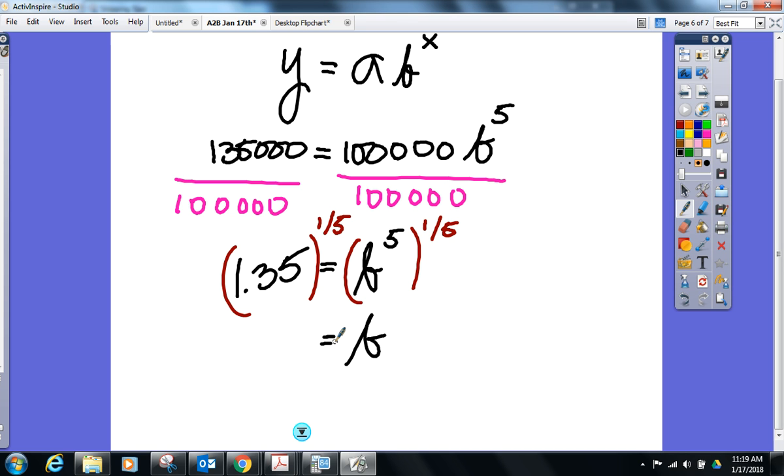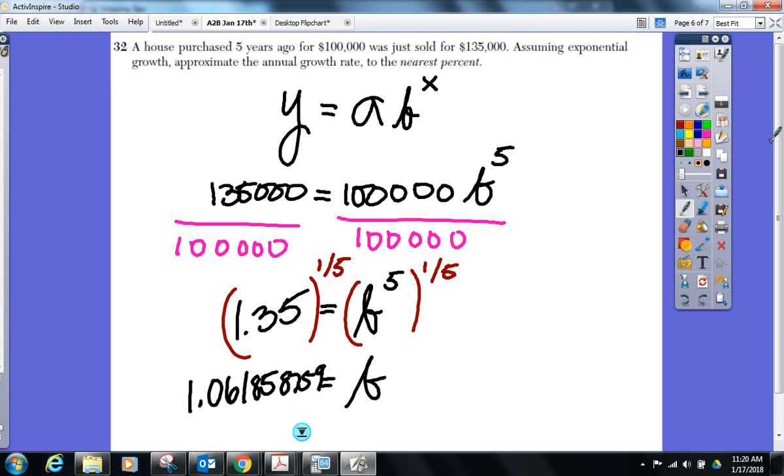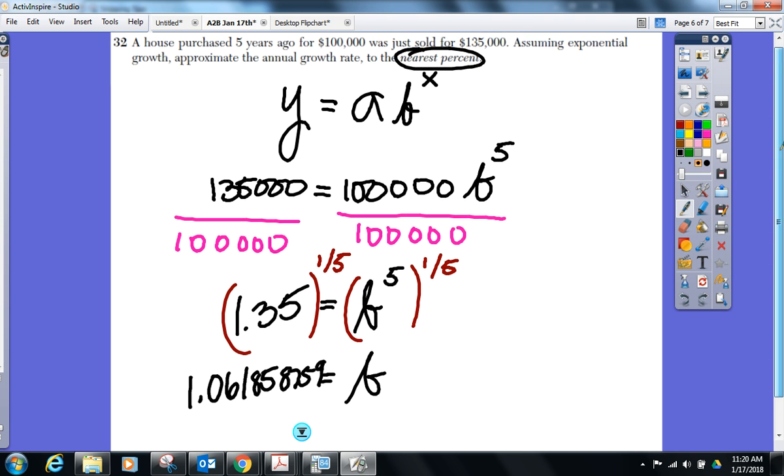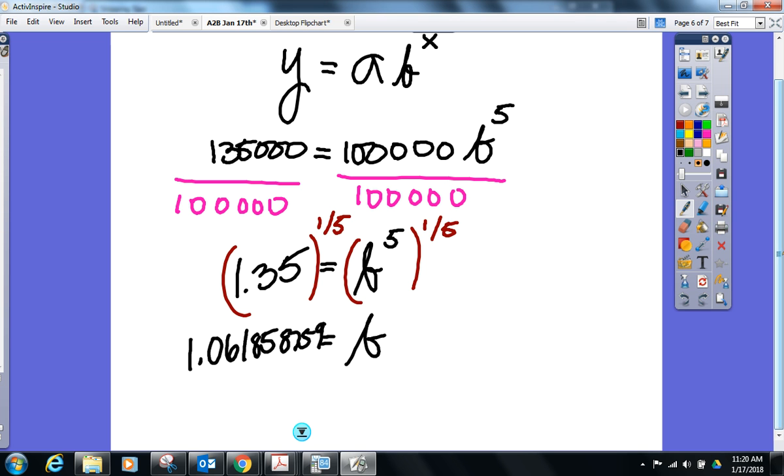I know this comes out to be a long decimal. 1.0618588759. Okay, that's not my rate though. Certainly not my rate, and I got to go nearest percent as well. Was this growth or decay? This was a growth problem. How do I figure out now, using this, what my actual rate was? Subtract what? Remember, this is 1 plus whatever the rate is, right?